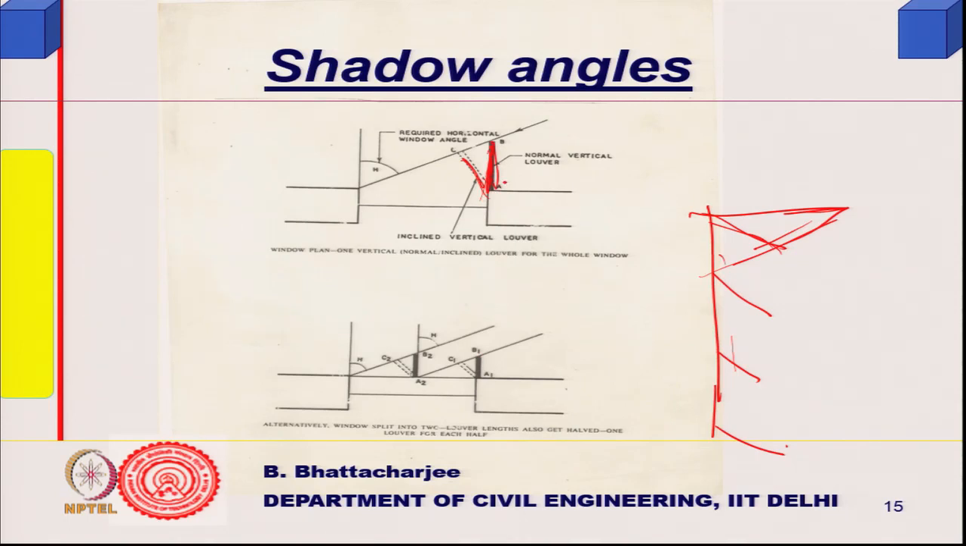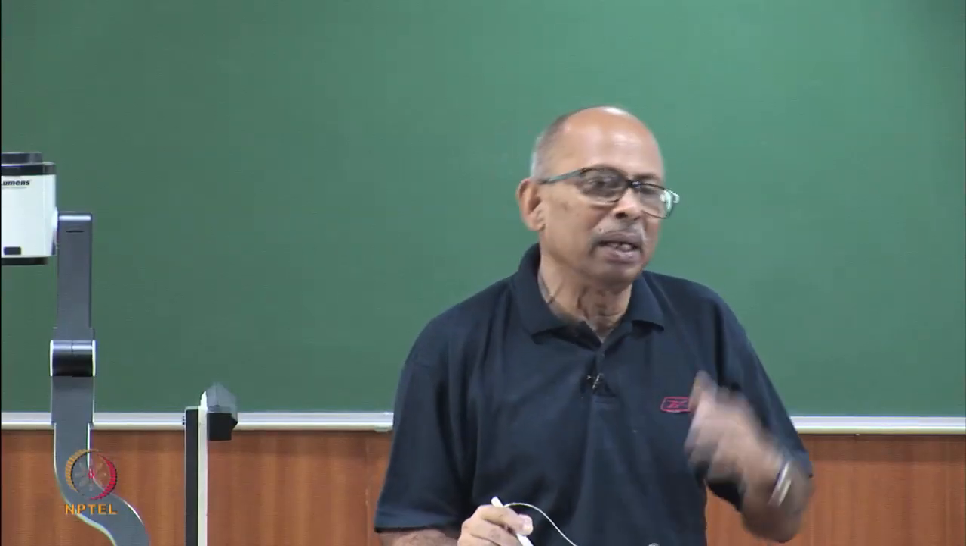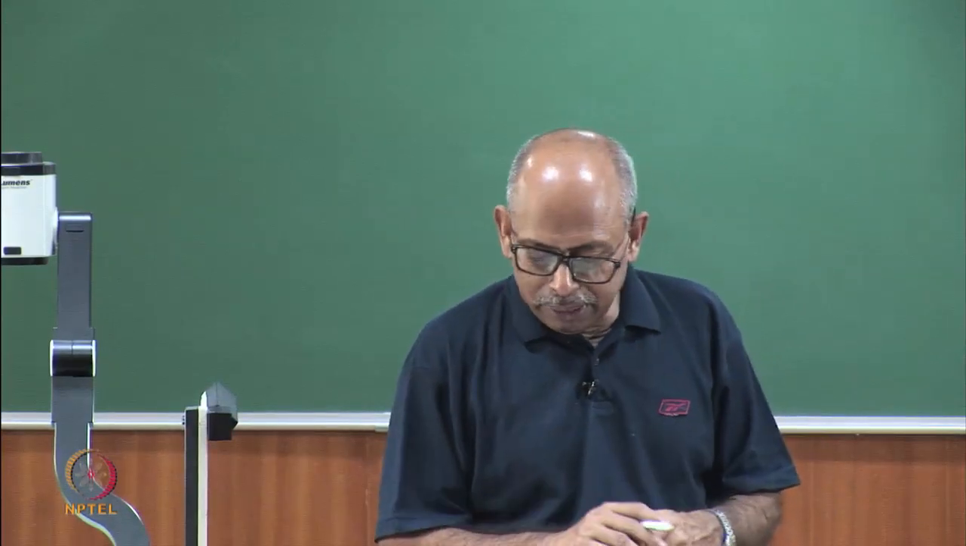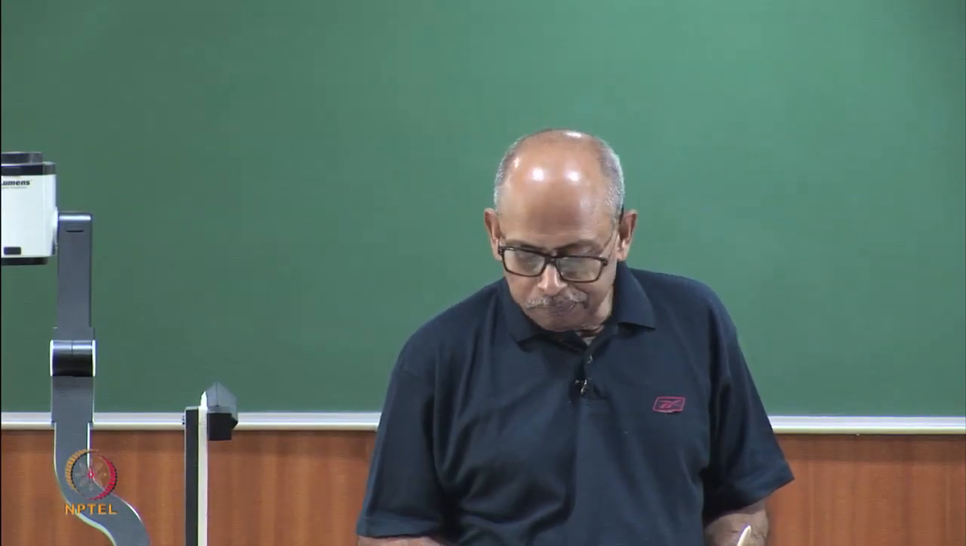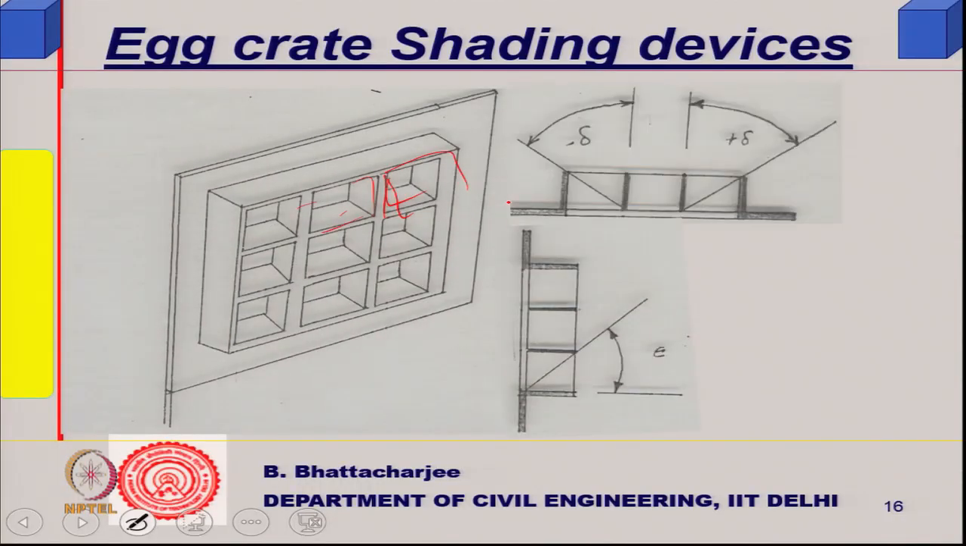This is shown in horizontal plane, an inclined vertical louver. So, vertical louvers, if they are inclined, can actually block the sun's position quite a bit. Egg crate I have already defined. They will have both vertical shadow angle epsilon and horizontal shadow angle delta, that is how they are.